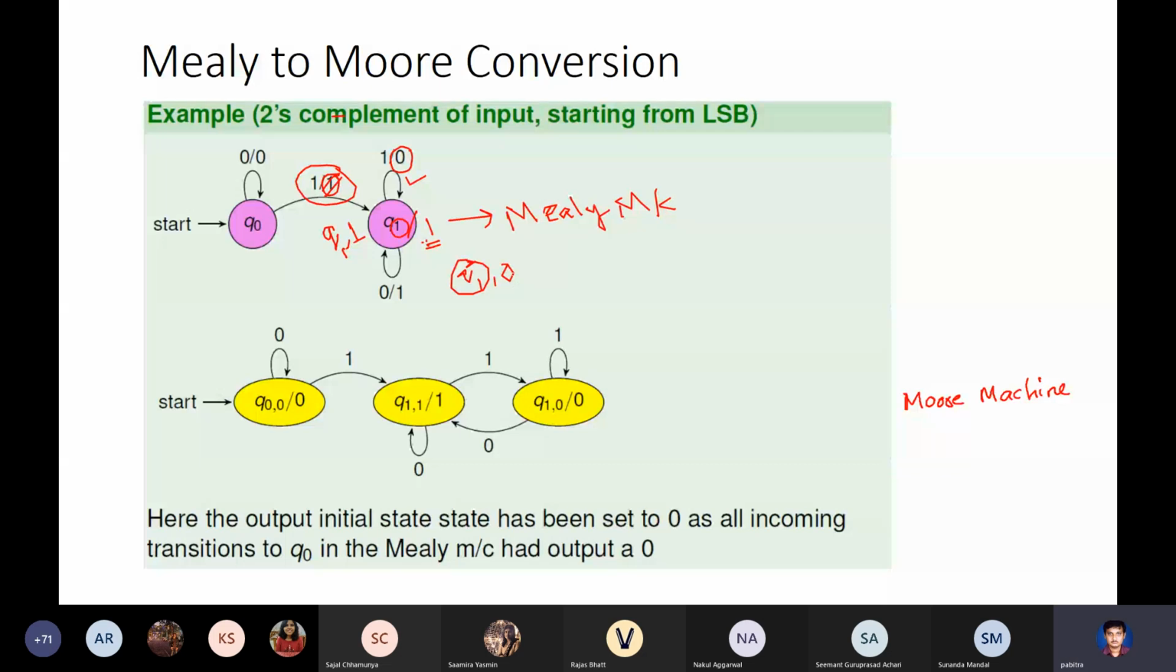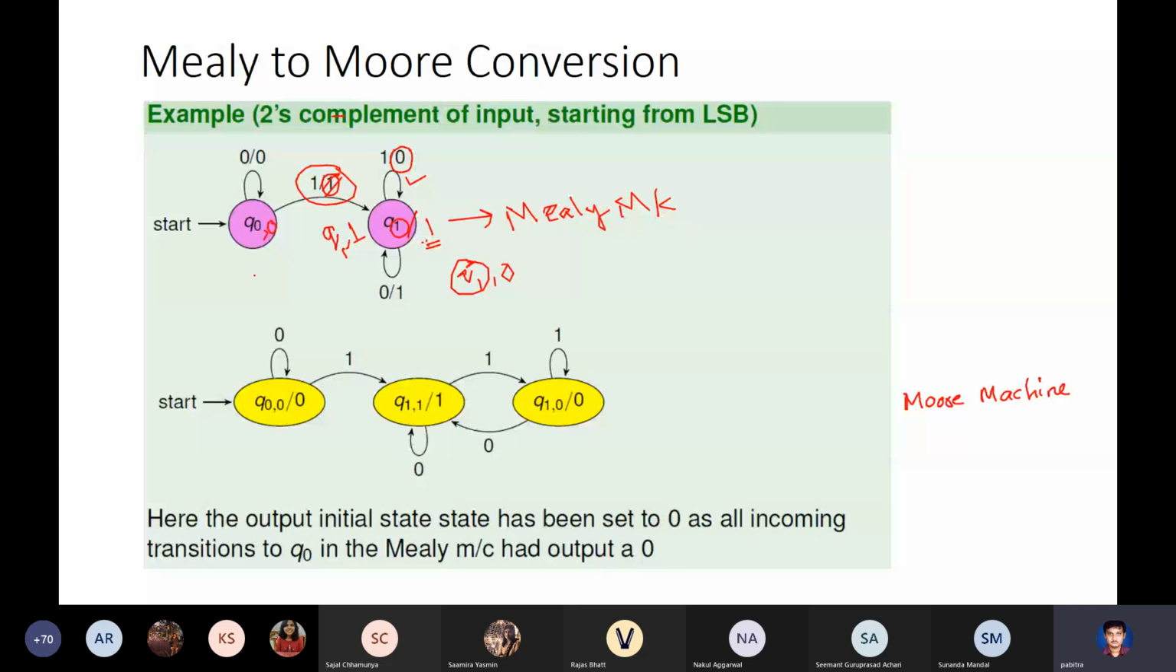The same problem is not there for Q0, because the only way I am coming back to Q0 is from itself, and I am outputting 0. So if I just put 0 here, that would do. I need not split into Q0 0 and Q0 1, because if you don't take into account the start, the only way I am in Q0 is when I am in Q0 and I get an input of 0, and the output in that case is 0. There is no other case. So Q0 need not be split, but Q1 has to be split.